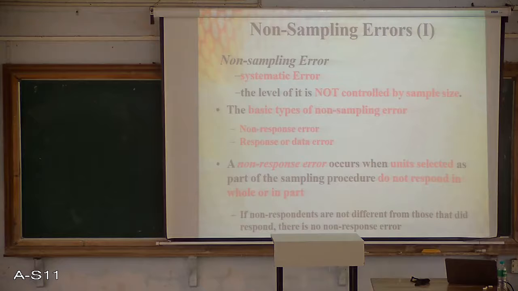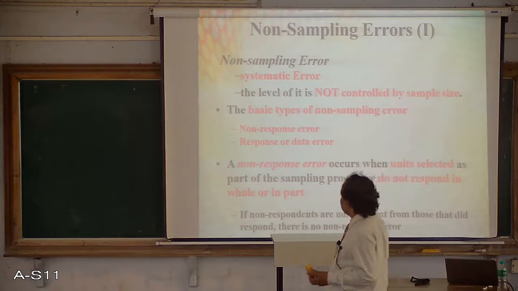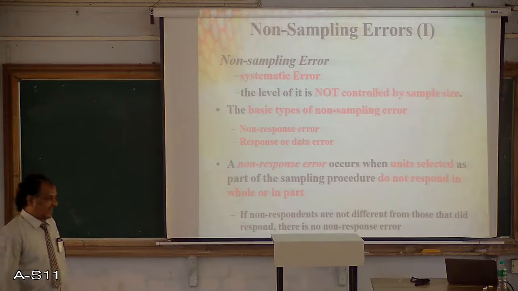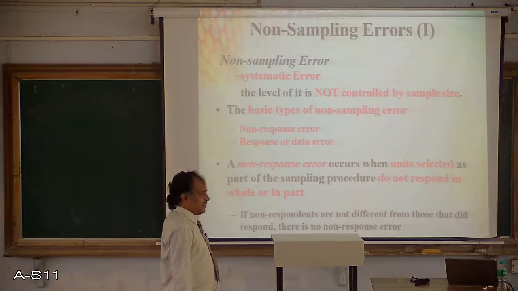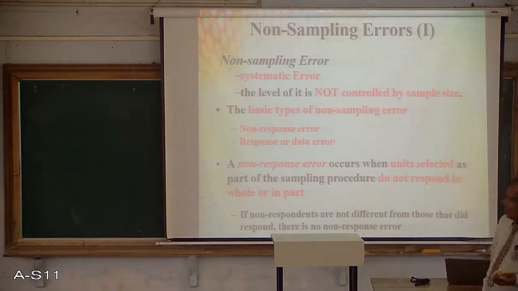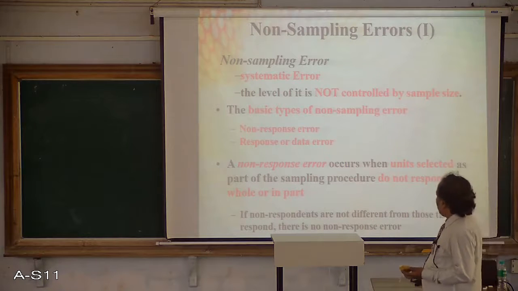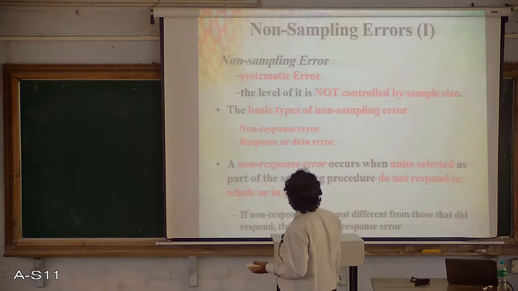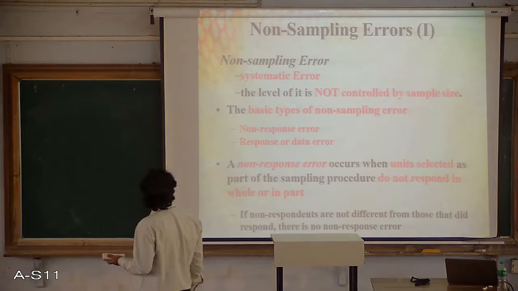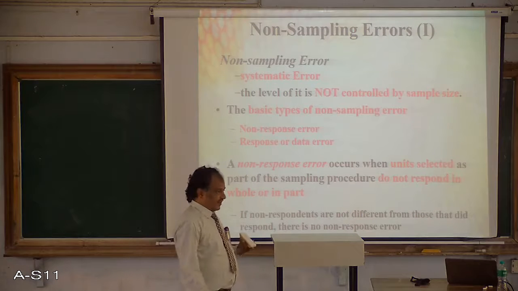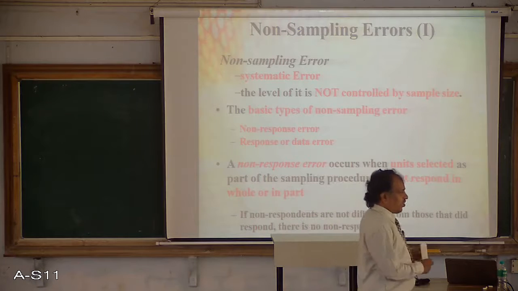As the name itself says, it is a systematic error, and the level of it is not controlled by the sample size. In random sampling error, you are able to control it: if you increase the sample size, you reduce the random sampling error. But here it is not at all possible to control this kind of non-sampling error based on the sample size. There are two basic types of non-sampling errors, that is non-response error and response or data error. So these are the two types of non-sampling errors.